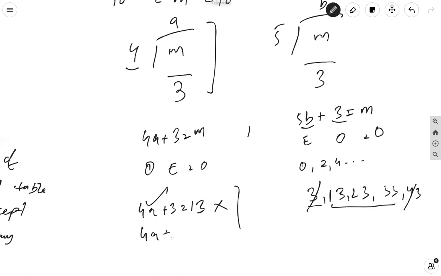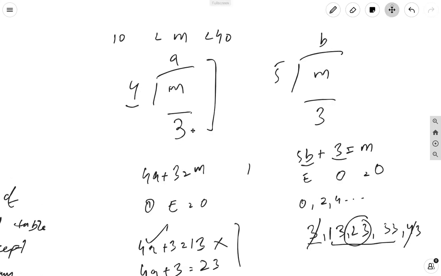The next one is 4A + 3 = 23. So 4A = 20 and A = 5. So there are a total of 23 members. If we divide 23 by 4, the remainder is 3. When we divide 23 by 5, the remainder is 3.